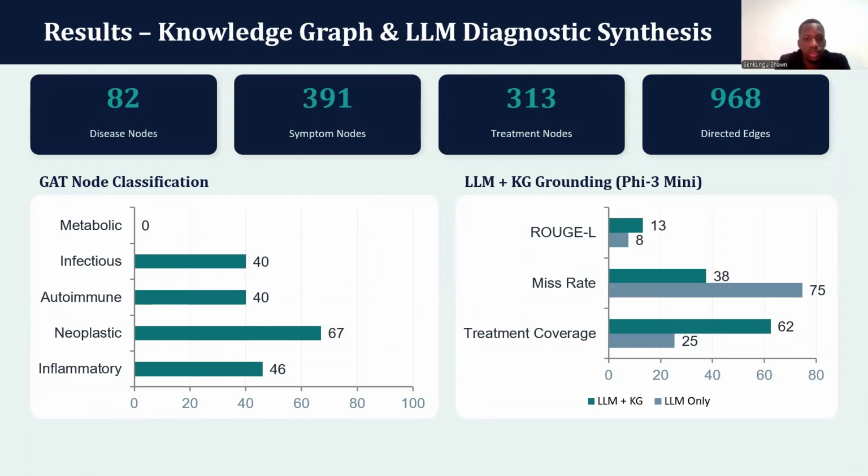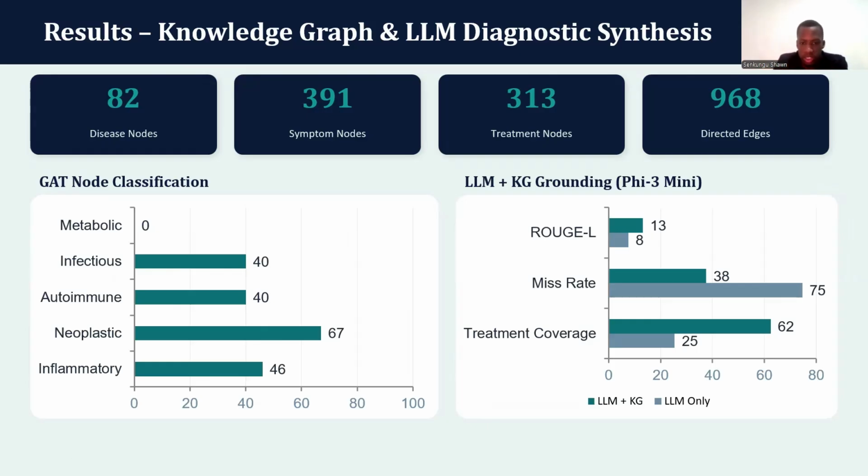Moving to the results from the knowledge graph. The knowledge graph had 82 disease nodes, 391 symptom nodes, 313 treatments, and 968 relationship edges between them. So the GAT performed based on the neoplastic classifications. I want to note that metabolic was at 0%, but there were only 3 metabolic classes, so it couldn't create a training set for them. That's why we have 0% there.